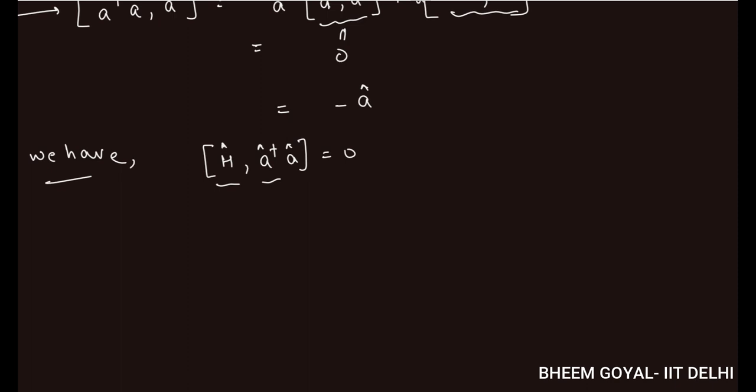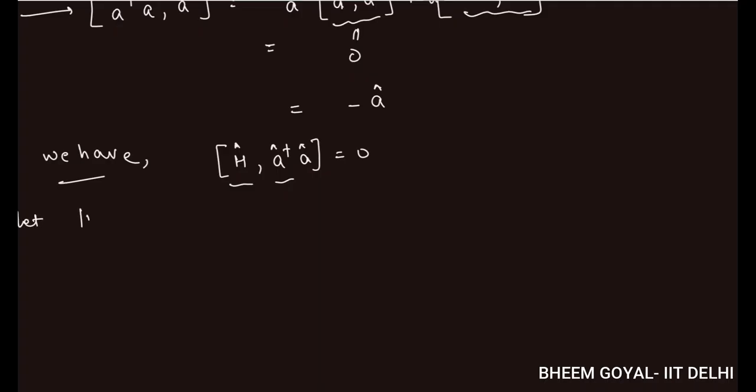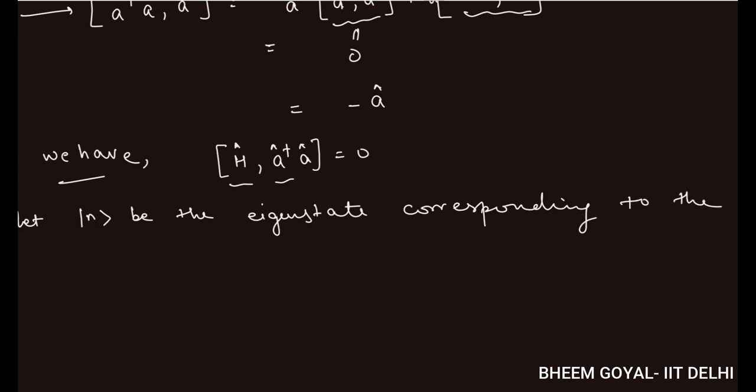So let the state |n> be the eigenstate corresponding to the eigenvalue n for the operator A dagger A. How can I conclude that A dagger A will have this eigenstate? Okay, so this is an eigenfunction. How can I conclude that?